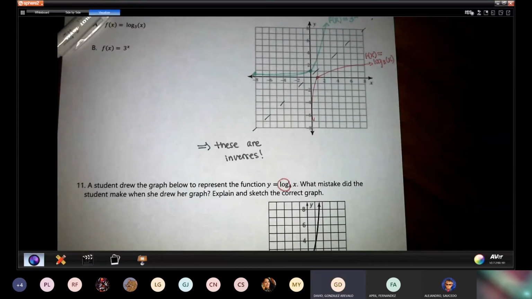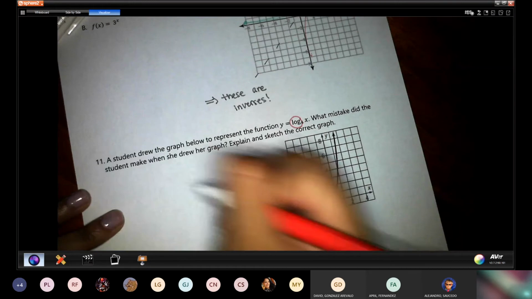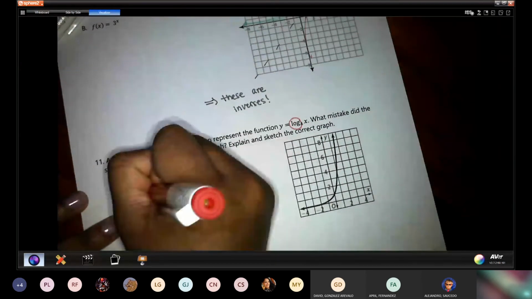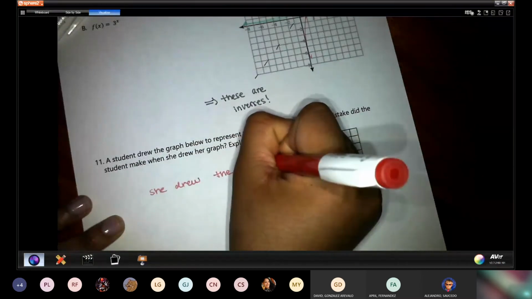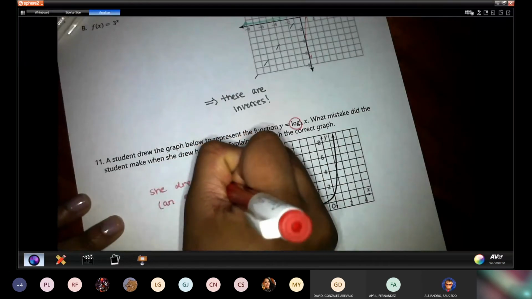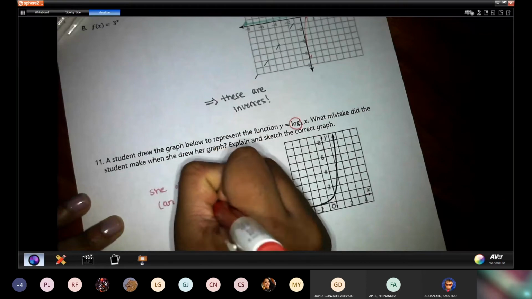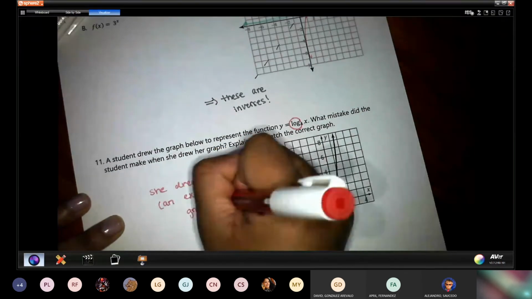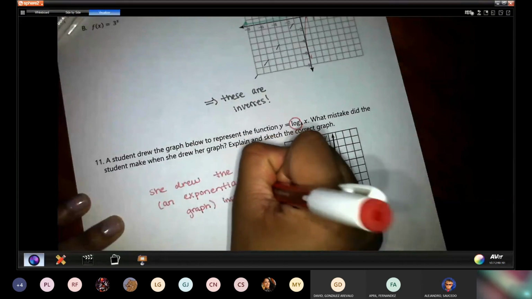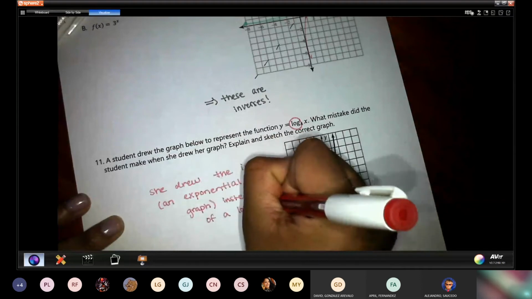It looks like an exponential graph. Right, so they did the wrong one. So they drew an exponential, right? Or the student, I don't know. She drew the inverse. An exponential graph instead of a log graph. All right.